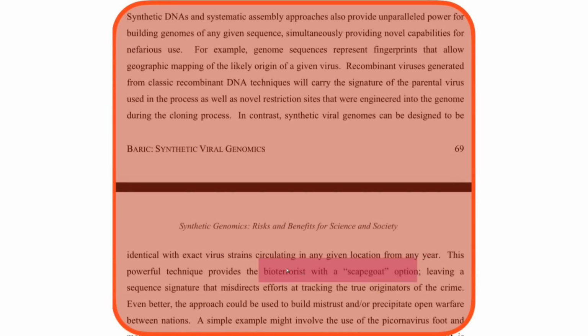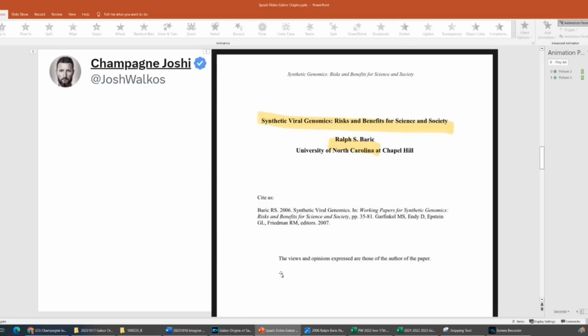And in the same paper we see a description of the methods and how a bioterrorist or an academic working with Wuhan could have a scapegoat option and kind of cover their tracks to an extent. But in reality, of course, they couldn't cover their tracks, and the rest of this video covers that. So I'll now show a brief clip of the video of this Baric character back in 2007 describing some of this work that they were doing.